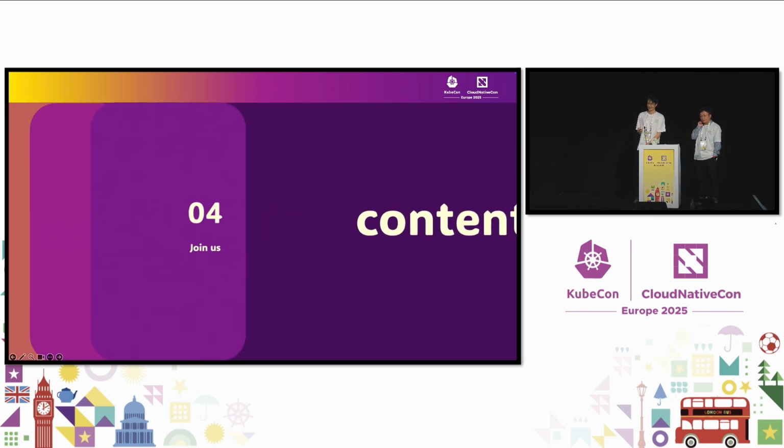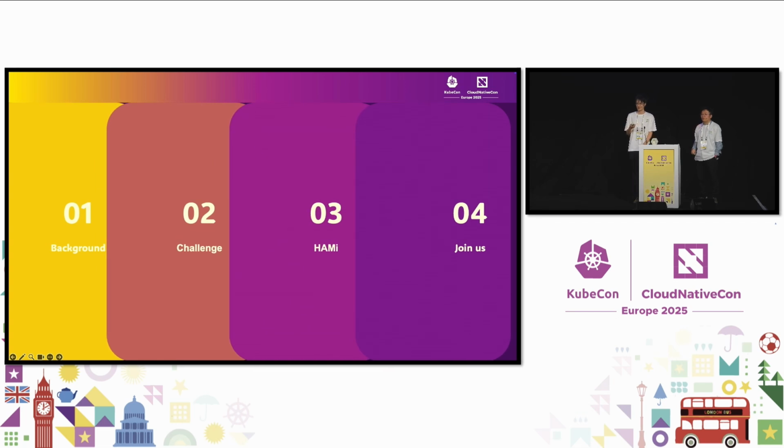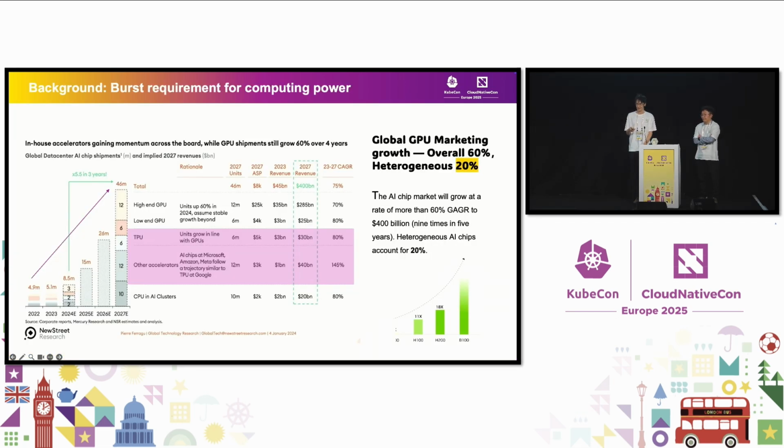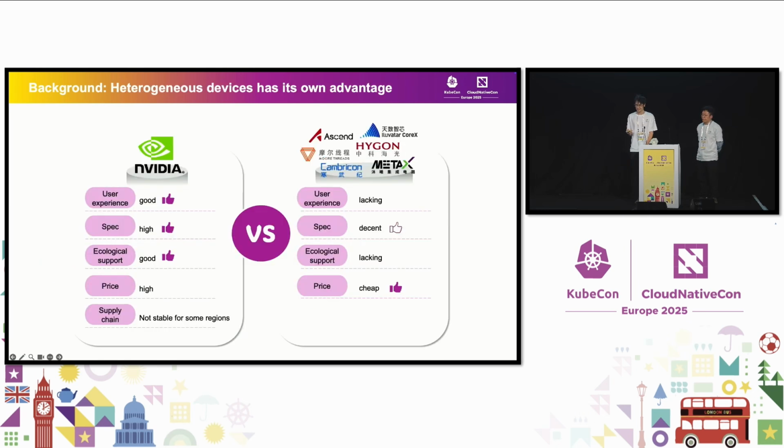And let me first introduce to you the background. The first background is the burst requirement for computing power. The global GPU market growth is over 60% compared to last year. The majority of the growth is Nvidia, and the heterogeneous is over 20%. As you can see in this figure, it has been rather boosted after the emergence of large language models.